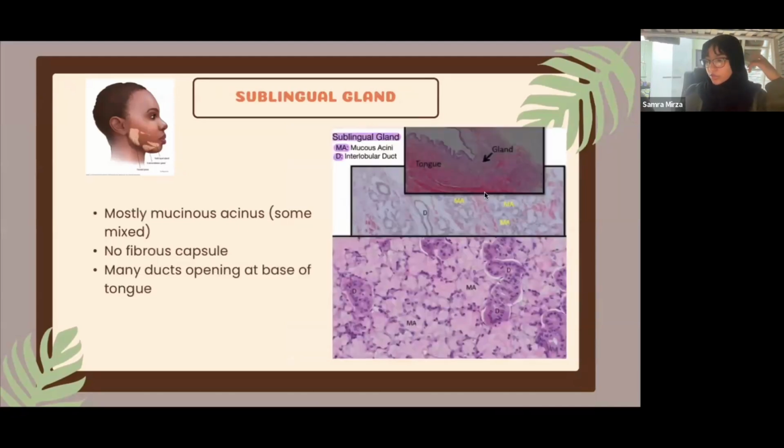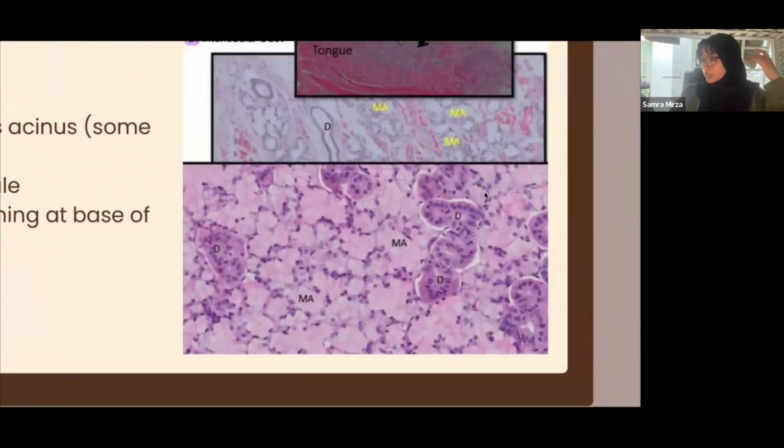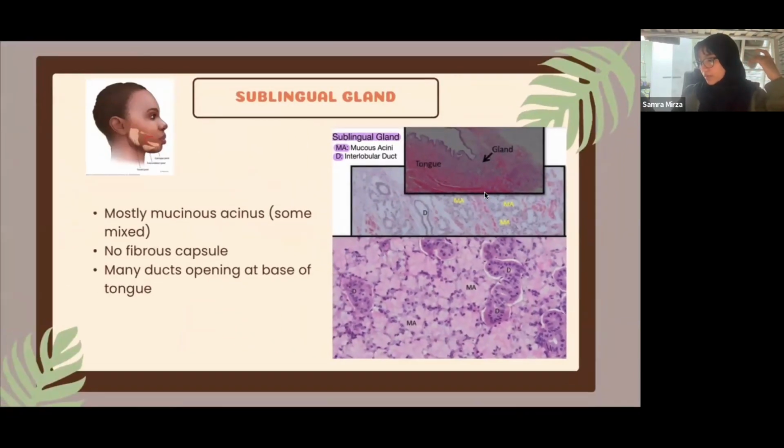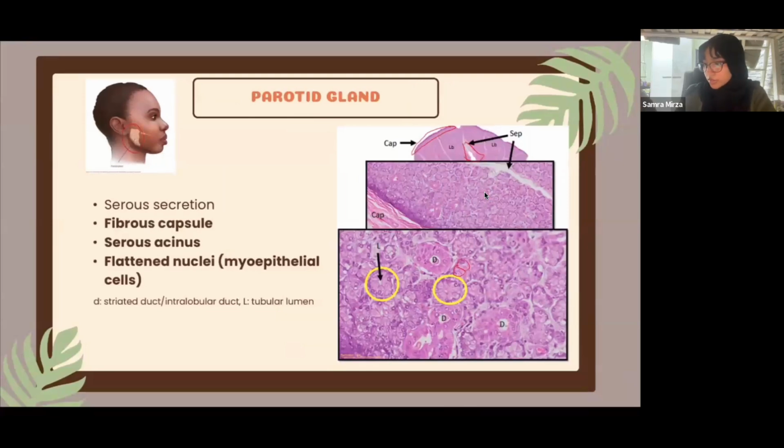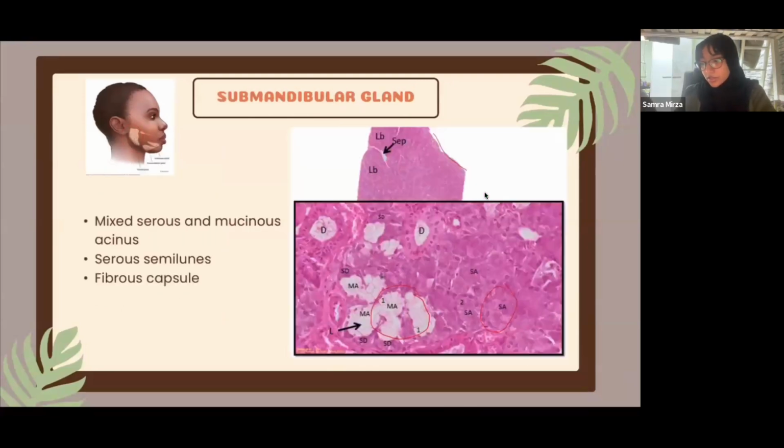Next, we have the sublingual gland. This is in this area. If we zoom in here, we can still see that there's a mix of glands, but this time it's mostly mucinous. So you need to really set in stone the types of glands that you have in these different areas. We have the mucinous acini, but no fibrous capsule. Be able to make that distinction. And these are opening at the base of the tongue. So one more time, we have the serous secretion for the parotid, mixed for the submandibular, but mostly serous.